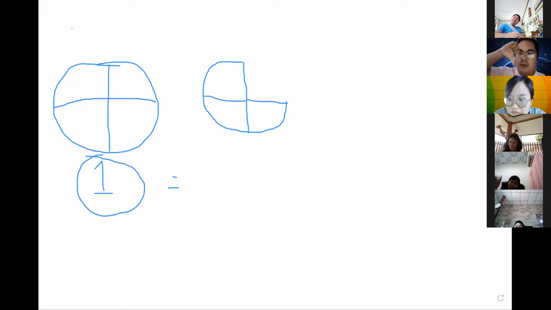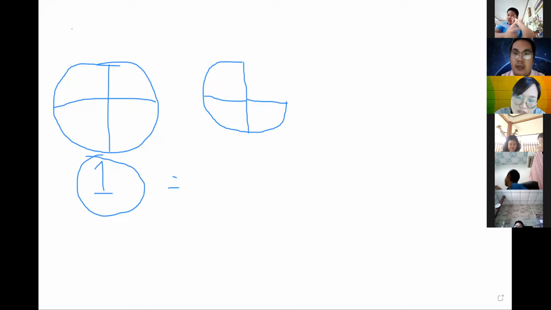All right. Some of you said no. Very good. So that is no, because the one whole pizza is already eaten away. It is not already a whole pizza. Now, this is what you call a fraction.